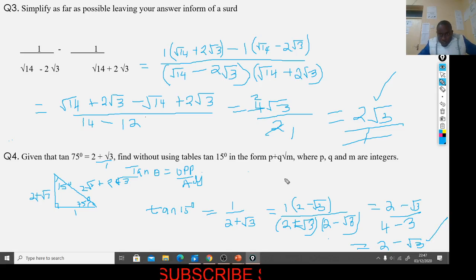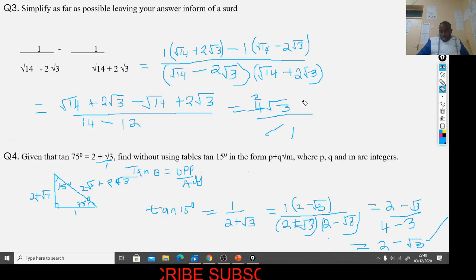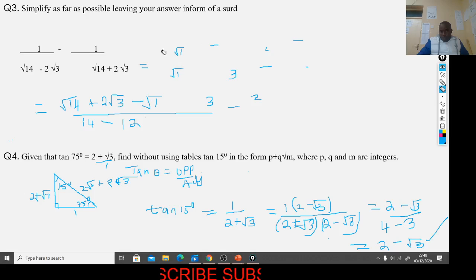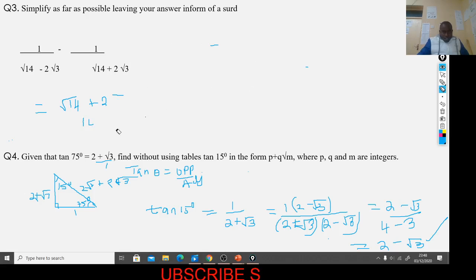So P is 2, Q is 1, and M is root of 3. That is how you are supposed to do it. Tan of 15 degrees gives you 2 minus root of 3. But if you are asked about the sine or the cosine, that means you find the hypotenuse.